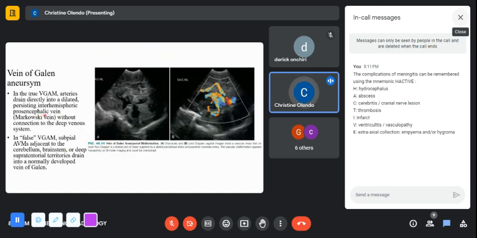So there are two types. There's a true and a false vein of Galen aneurysm, and you have arteries. For the true, you have arteries that drain directly into the dilated vessel without connection to the deep venous system. And in the false, you actually have the vein of Galen, which is formed, but you also have subpial AVMs and you have other vessels draining into a normally developed vein of Galen.